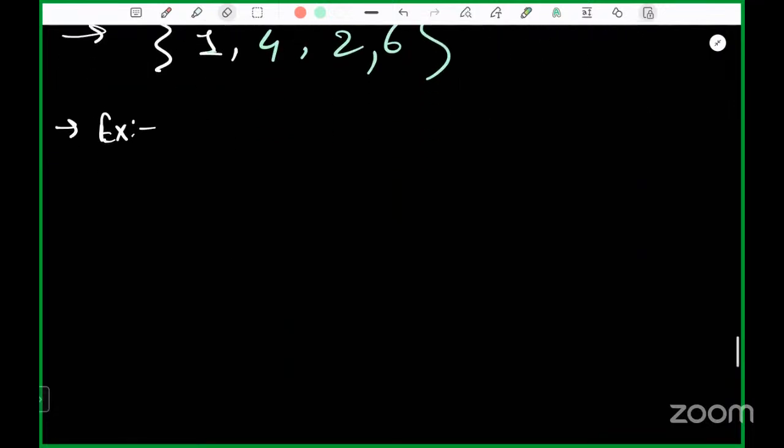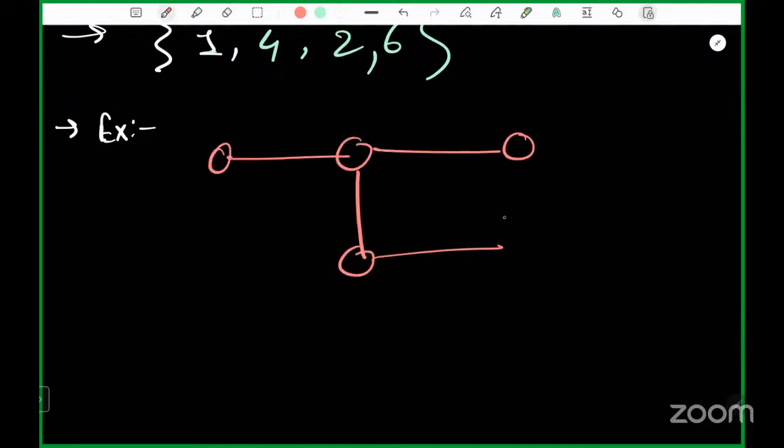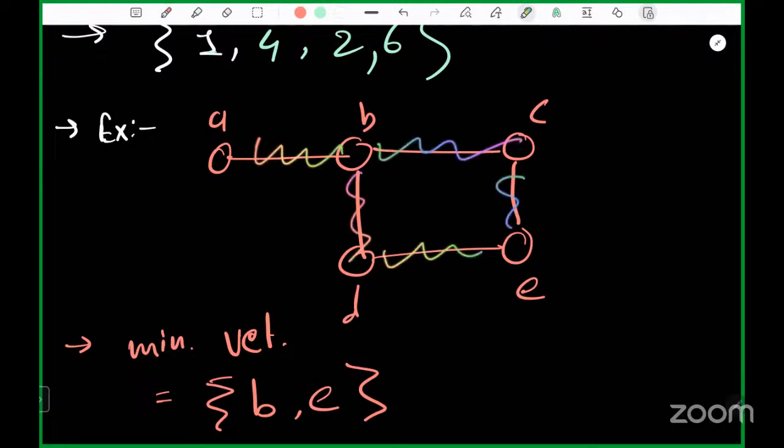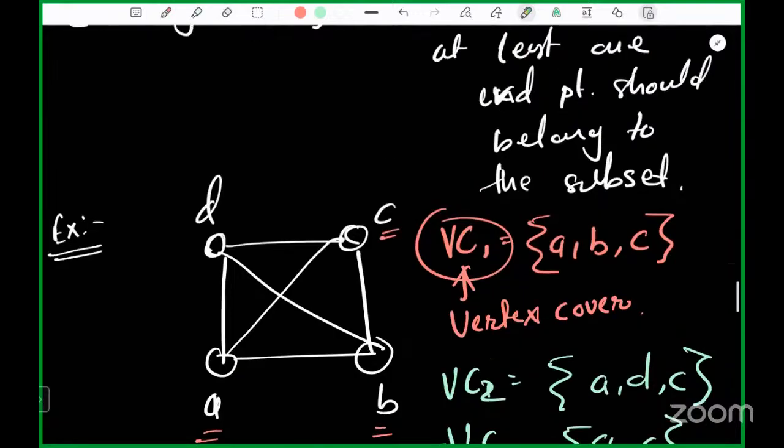Okay, now let's take one more example. In this graph, let's see what you think. What will be the minimum vertex cover here? 2. Which 2 vertices? B and E. Yes. B will take care of these 3 edges and E will take care of the rest of the 2 edges, right? That's how we can compute the number of vertices we need to form a minimum vertex cover. Okay, is that clear? Any doubt in the topic of vertex cover?